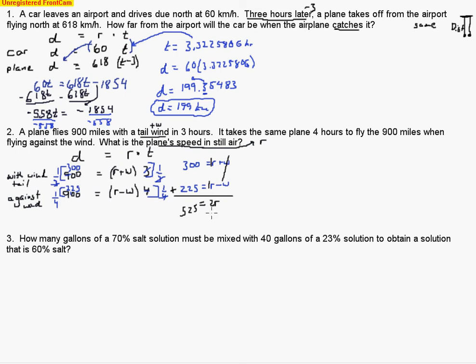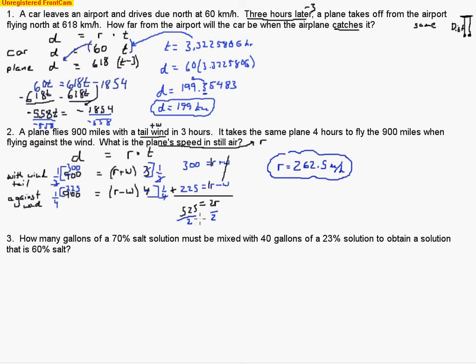And we'll divide by the 2 on both sides, and we'll get our answer. So R in this case equals 262 5/10. And this is in miles, so it's miles per hour. And there is our answer. Well, that's all it asked for. It didn't ask for the wind speed, so we'll just leave it like that.